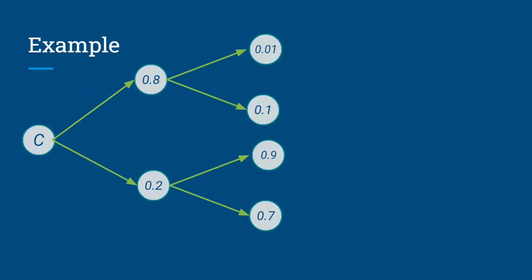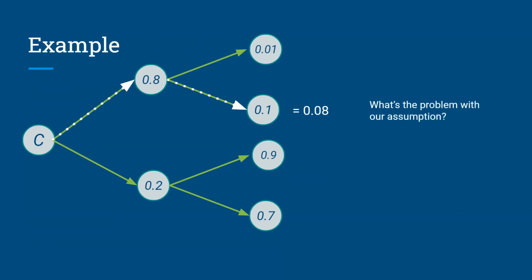So as a quick example, just very simply, we're going to pick the option that's the most likely. For the first node, if we're at C right now, where are we going to go? Are we going to go to 0.8 or are we going to go to 0.2? 0.8, right. So we take a step to 0.8. From here, are we going to go to 0.01 or to 0.1? 0.1, right, very simple. And that gives us a final rough probability of 8%.